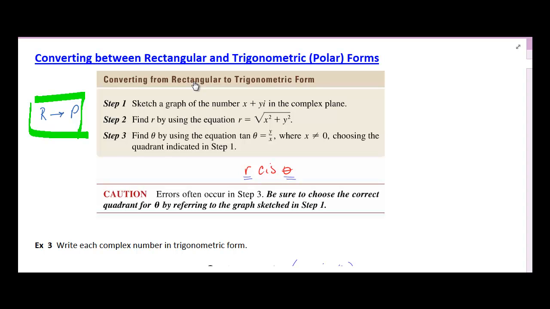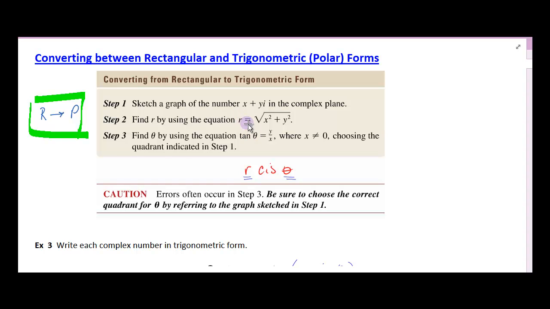Now, what if I want to convert something from rectangular into the trig or polar form? We're going to go through a series of steps to make it a little more succinct. The first thing you want to do is sketch a graph of your complex number so that you can identify what quadrant you're actually talking about. Then you would find r, or the magnitude, and finally you would find theta.